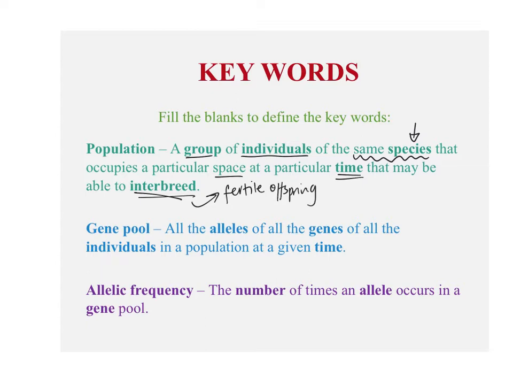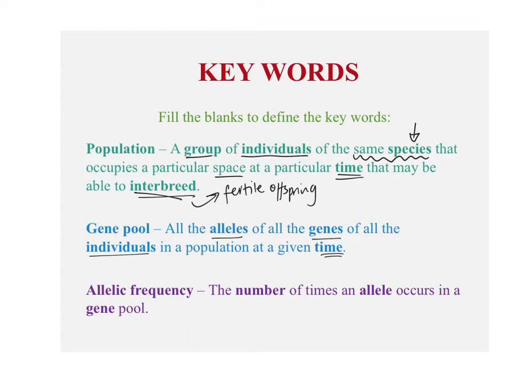And then we've got the gene pool. All of the alleles of all of the genes of all of the individuals in a population at a given time. So if we think about the class, that would be my alleles and your alleles and everyone else in the room's alleles, all put in this big mixing pot for all of the characteristics that we've got. So I would have blue eye alleles into that pot, that gene pool. Some of you would have green eye alleles put into that gene pool, and all of that stuff.